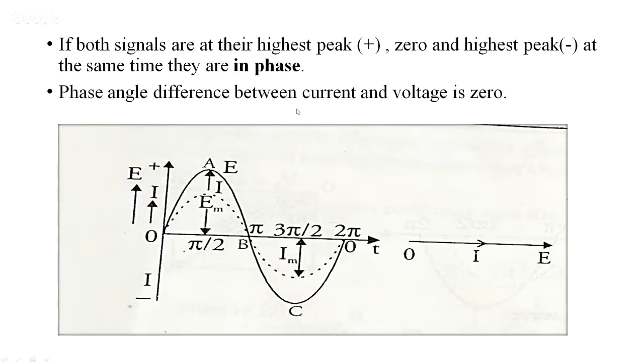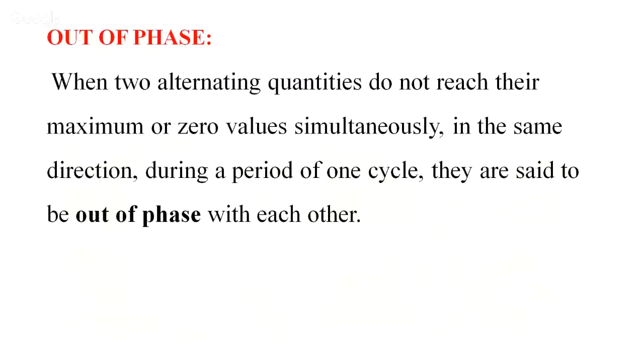So the phase angle difference between the current and the voltage is zero. Therefore, you can see here the current vector and the voltage vector are superimposed. That is, they are lying one on the other. There is no angle between them. The phase angle is zero. So they are said to be in phase.